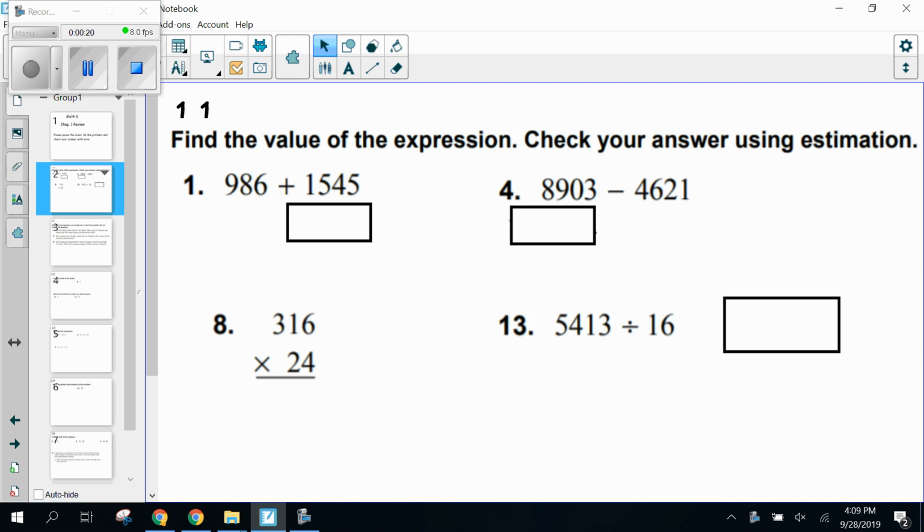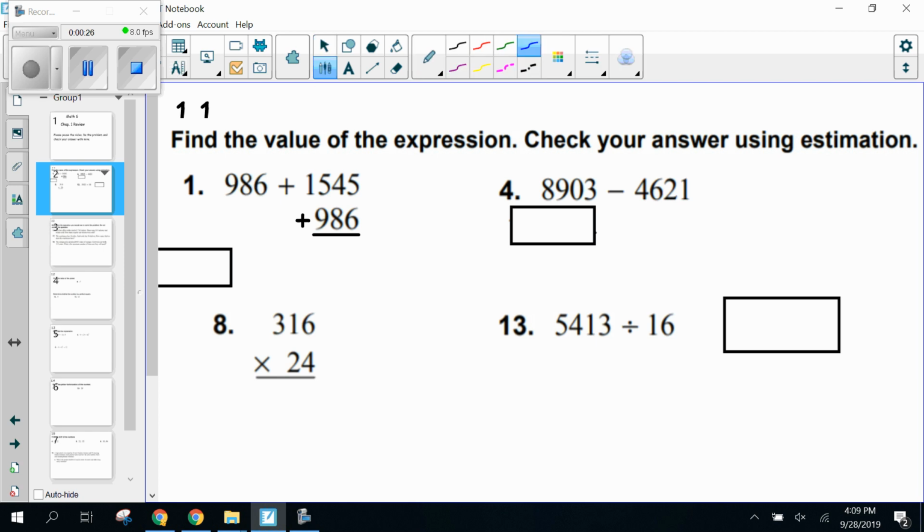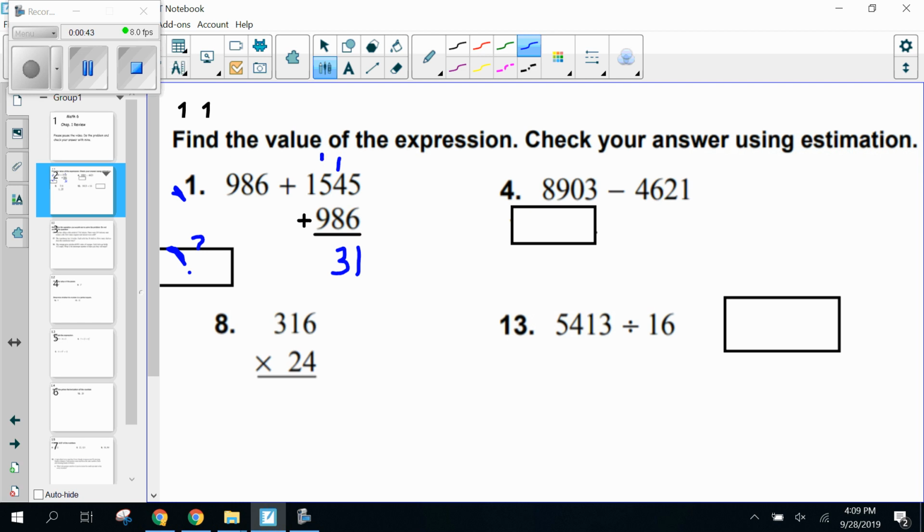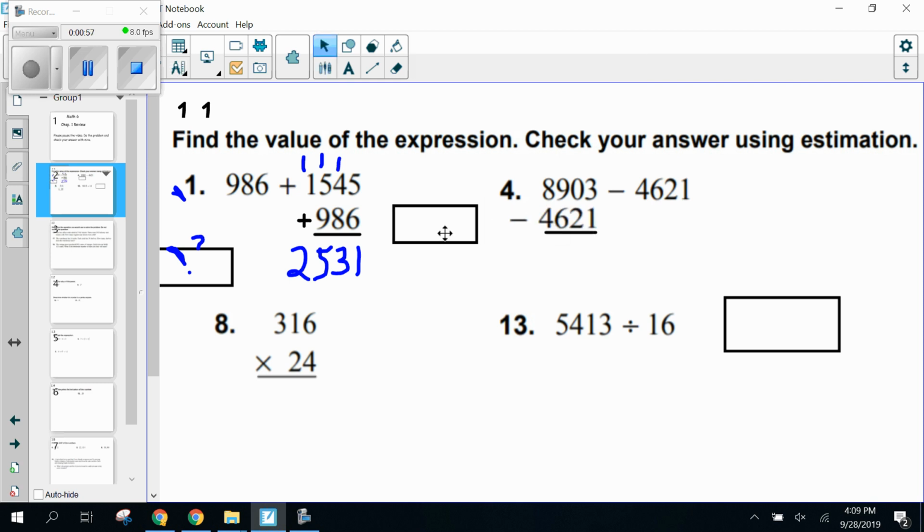Okay, for these problems, we're going to practice our computations. So first we're going to add. We have to line up our decimal places. So we're going to do 5 plus 6 is 11, carry the 1. 8 plus 4 plus 1 is 13, carry the 1. 1 plus 5 plus 9 is 15, so bring down the 5, carry the 1, and that would be our final answer.